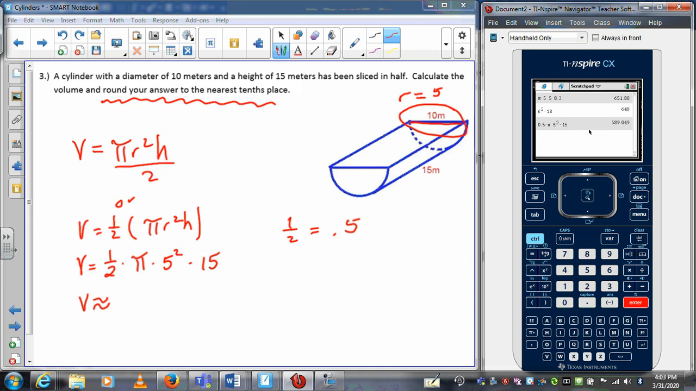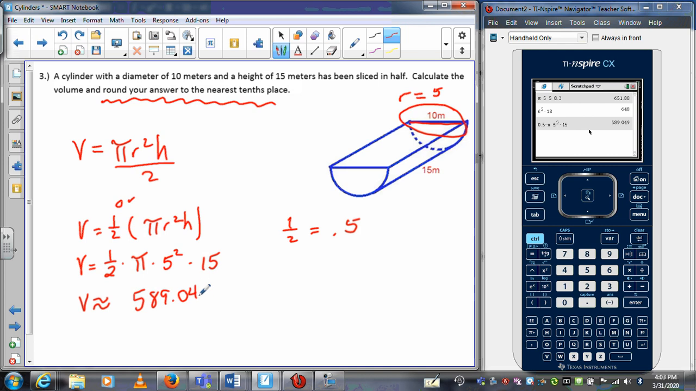Okay, looks like 589.049. So I'm rounding to the nearest tenths place, so I'm going to look at the digit right after. If it's 5 or more, raise the score. 4 or less, let it rest. So this is going to be 589.0 meters cubed.